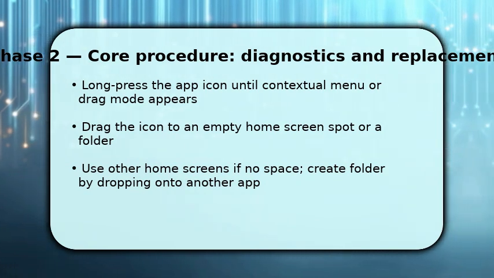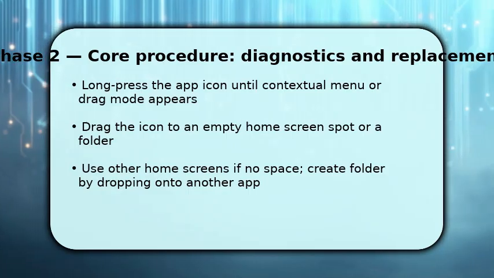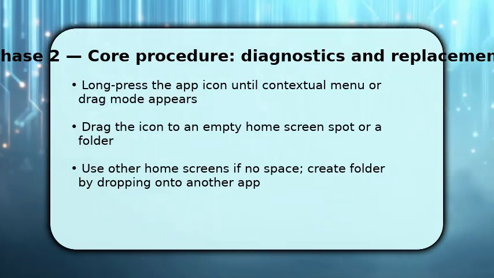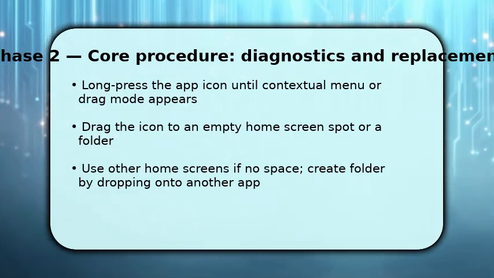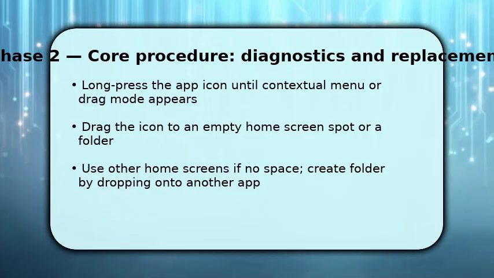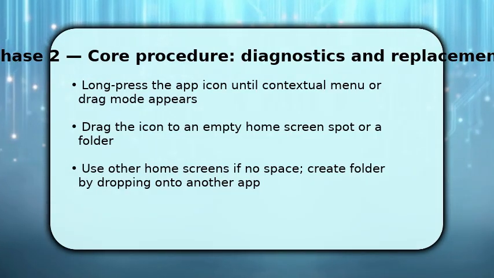Then, drag the icon toward the home screen edge to switch pages or place it directly into an empty spot. If you drop it onto another app, you make a folder. This groups related apps and saves space. Make sure to release only when you see placement preview. Otherwise, the icon snaps back and you'll repeat the motion.